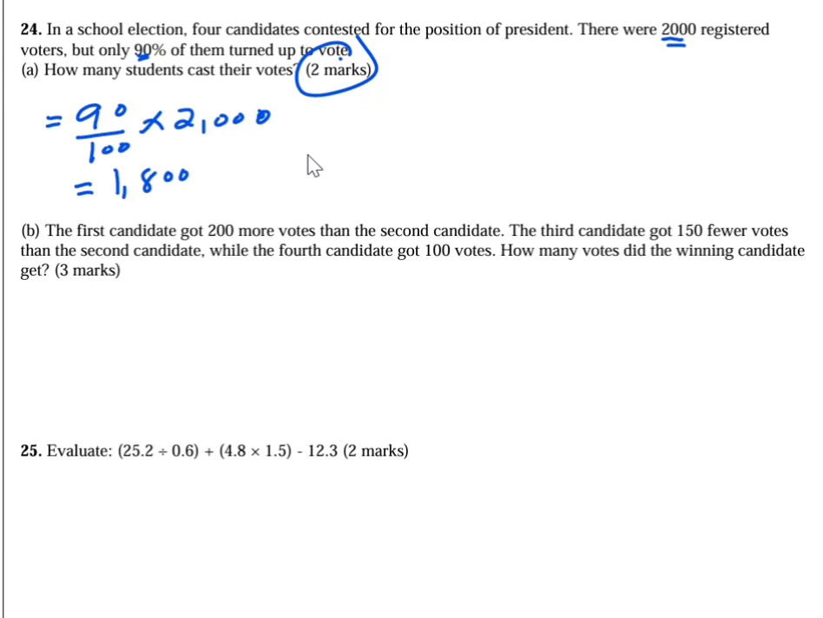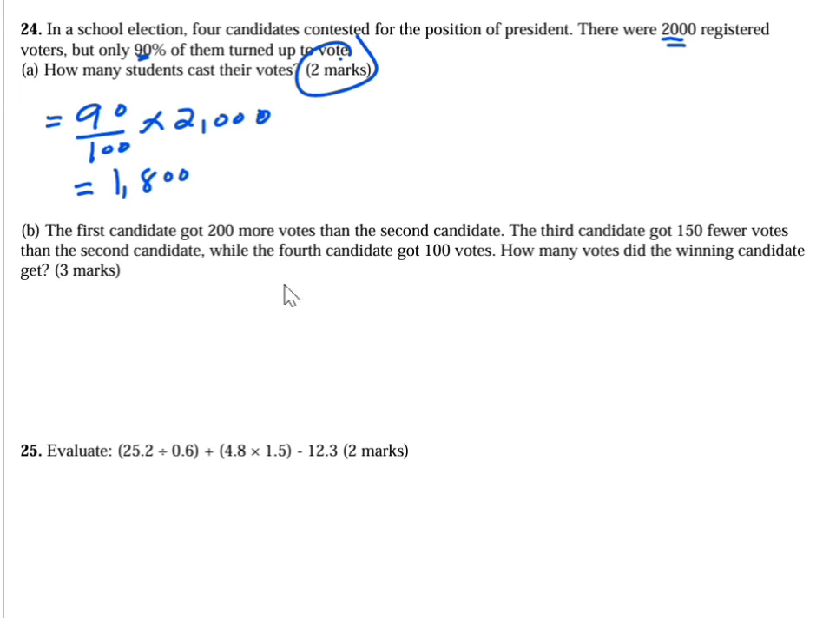Part B. The first candidate got 200 more votes than the second candidate. The third candidate got 150 fewer votes than the second candidate, while the fourth candidate got 100 votes. How many votes did the winning candidate get? Take your time, you can pause the video, try to work it out, and then come back and check the answer. It is very easy.